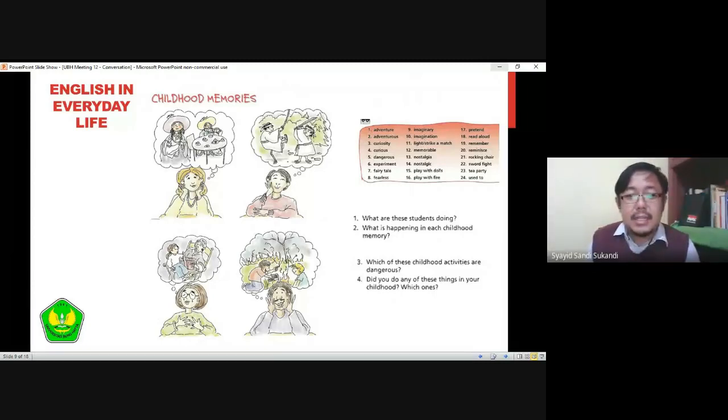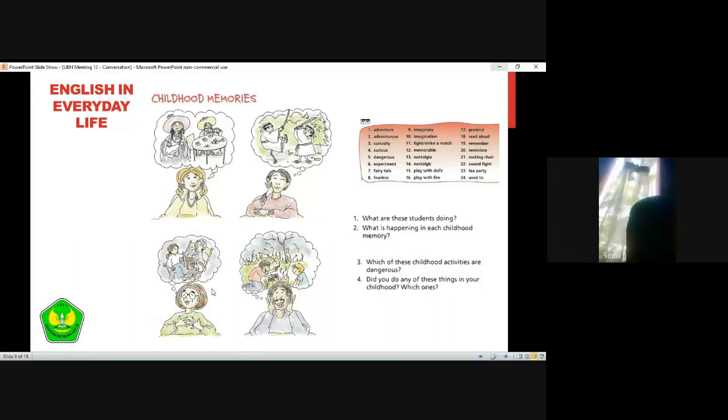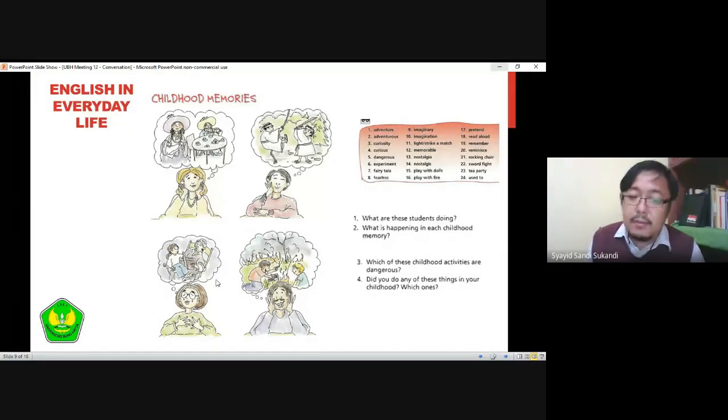Okay, extracurricular stuff. I think they look like children, right? They look still like their past, who they were in the past. Yeah, these students, you can use these words. For example, we have the word imaginary, or imagination; you can make it into a verb by saying imagine. So the answer to the first question, what are these students doing? These students are imagining their childhood memories, or these students are remembering their childhood memories. Remembering means mengingat kembali kenangan-kenangan masa kecil.